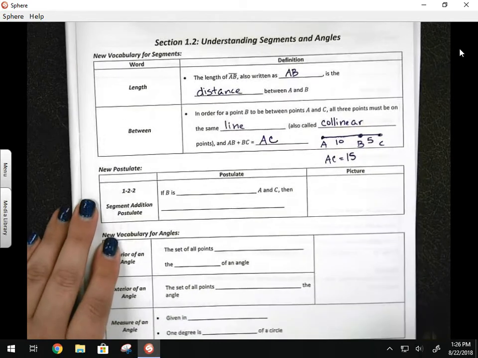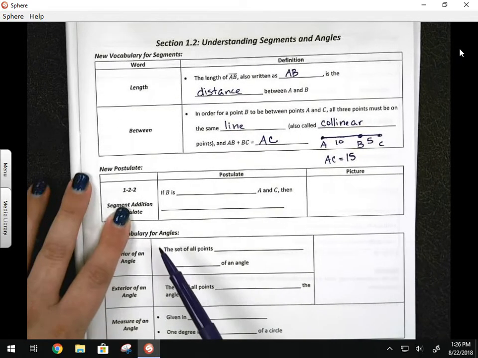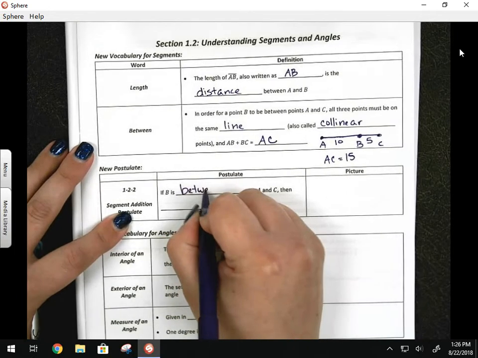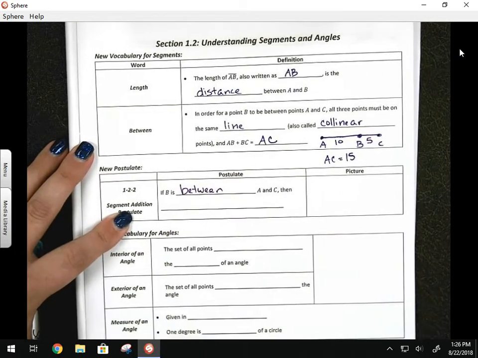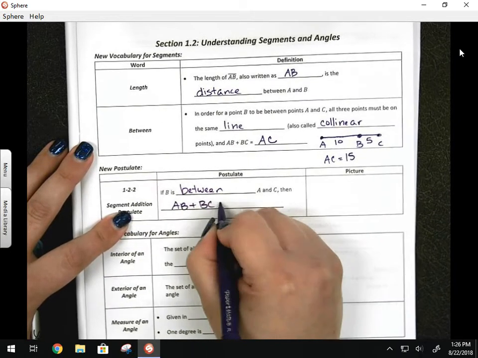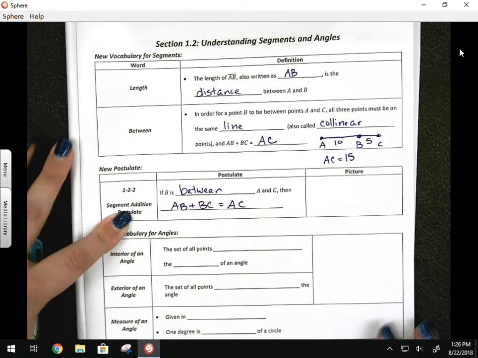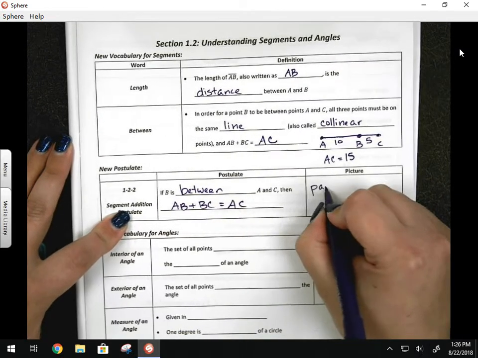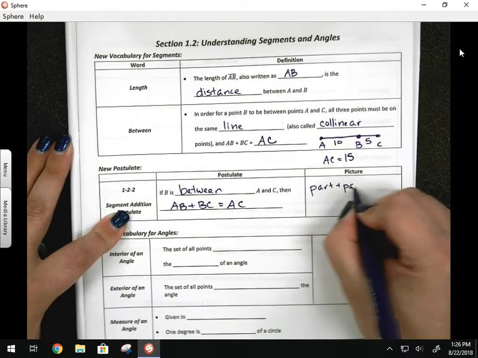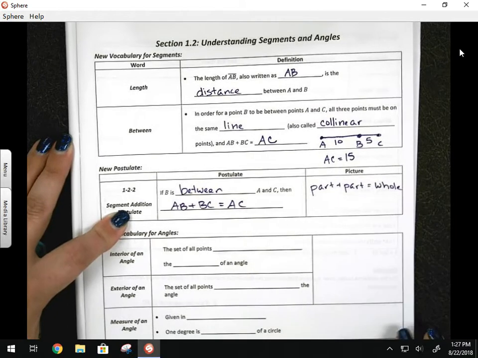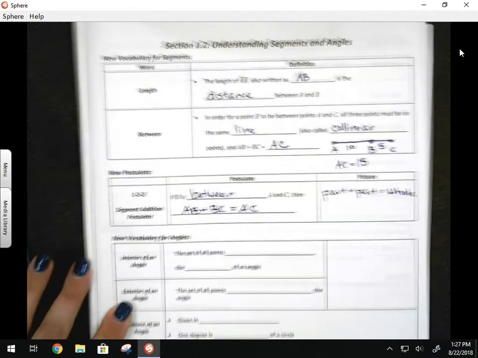And that actually brings us to the segment addition postulate. If B is between A and C, then the length of AB plus the length of BC has to equal AC. So it's again kind of the same thing, but we're going to be looking a lot at this as part plus part equals whole. All right. Then we're also going to talk about it in terms of angles.